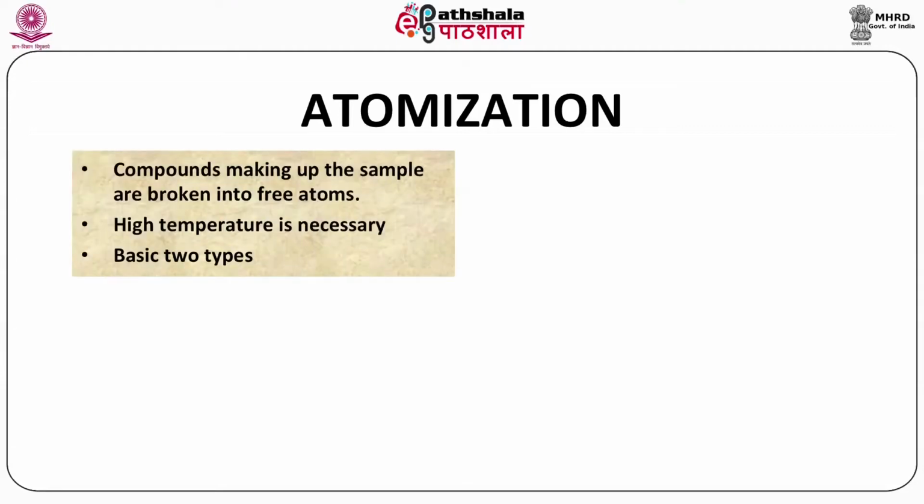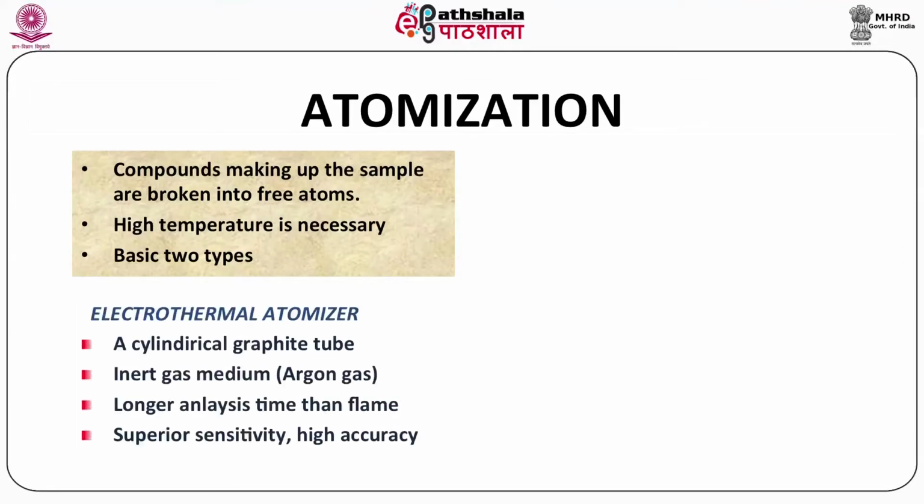Atomization is where the compounds making up the sample are broken into free atoms by using high temperature, and it involves mainly two steps. The first is the electrothermal atomizer. It is a cylindrical graphite tube with an inert gas medium such as argon gas, and it has a longer analysis time than the flame, but superior sensitivity with high accuracy.